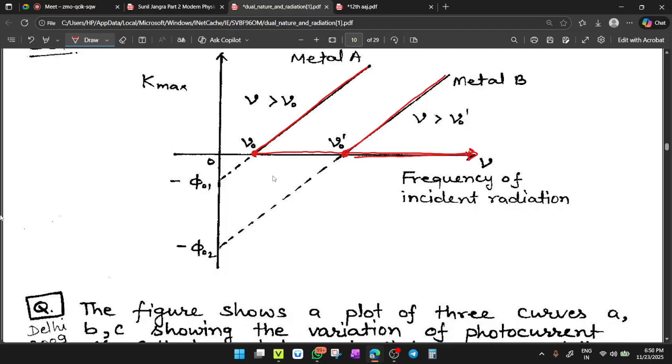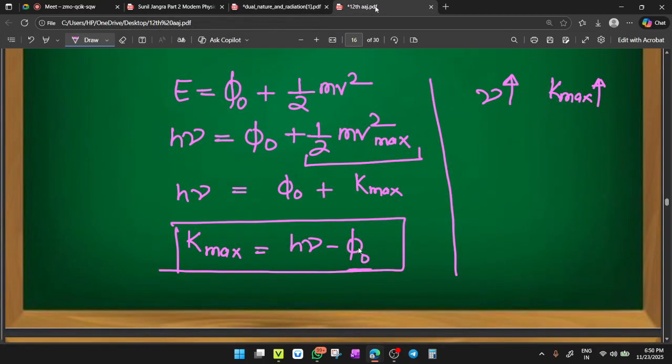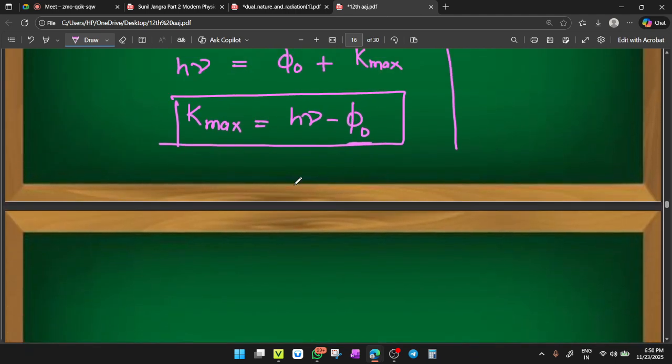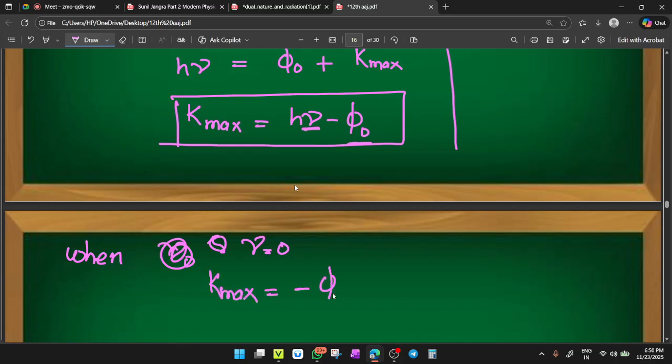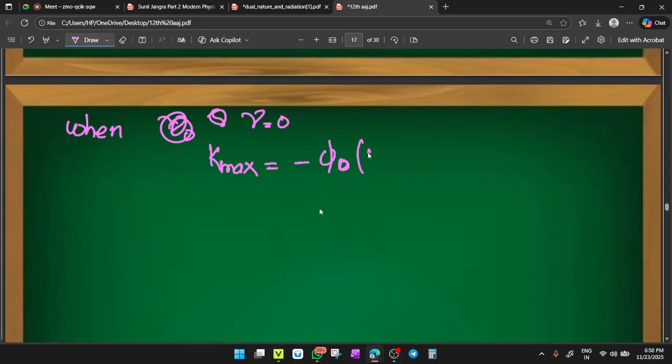Clear or no? Yes. Now, see here, this is the intercept. You will get the intercept when the frequency becomes zero. Check here: when the incident radiation frequency equals zero, nu equals zero. If you put nu equals zero here, then K max equals minus phi naught. Clear or not clear? This means the intercept is equal to the work function.